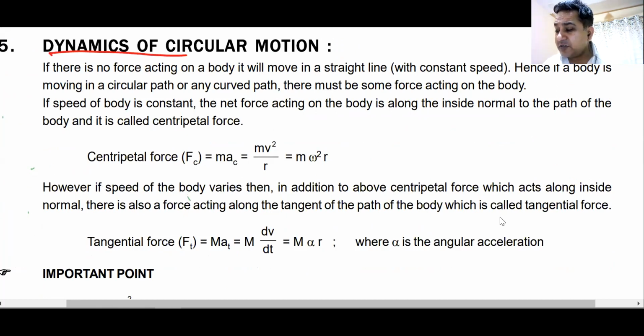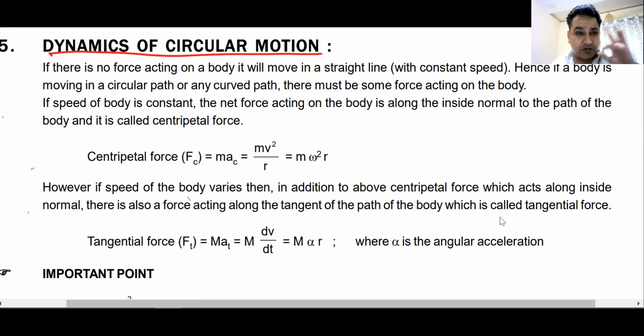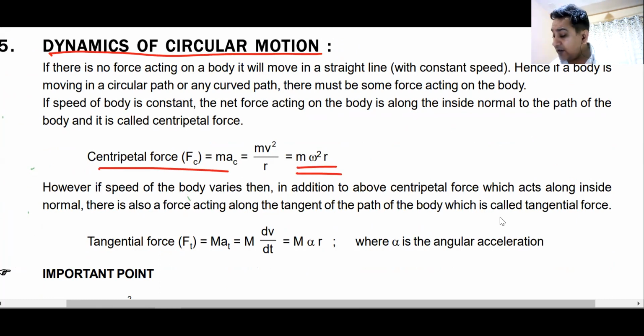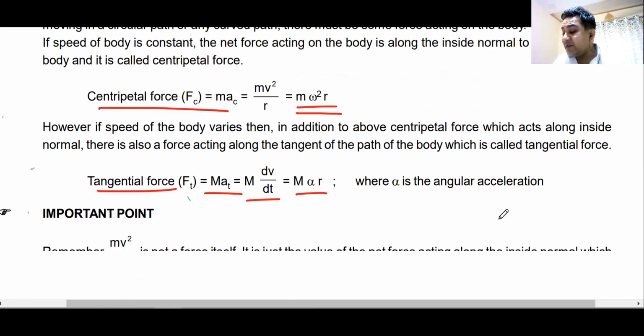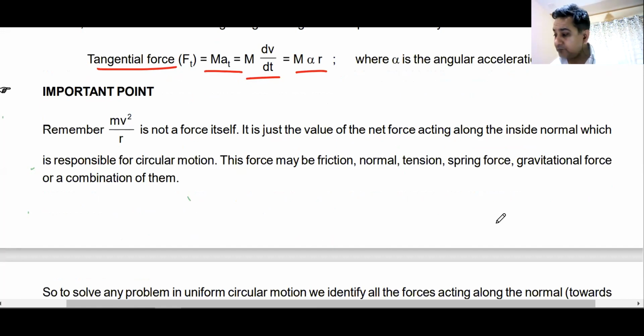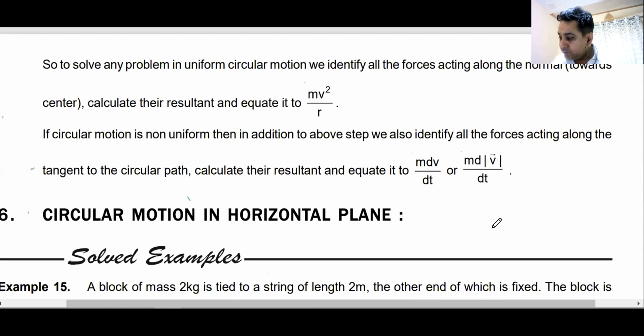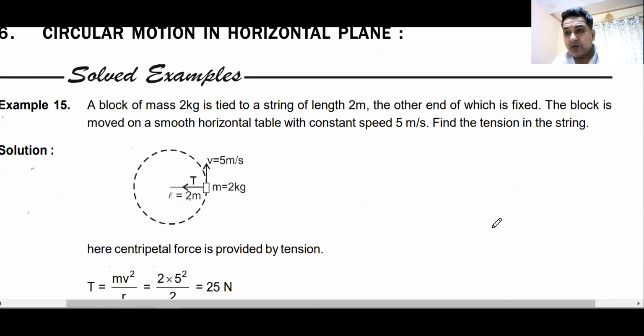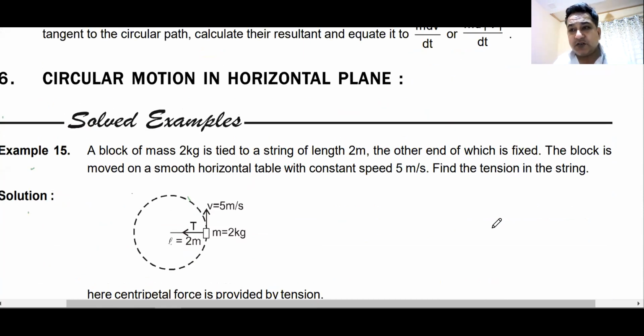Dynamics of circular motion, we'll talk about force. We talked about centripetal acceleration, so centripetal force is m into ac, so m into omega square r. Tangential force is m into at, so it is m into dv by dt, where dv by dt is the rate of change of speed with time, m into alpha into r. Do you understand this? Okay, then you have circular motion in a horizontal plane.